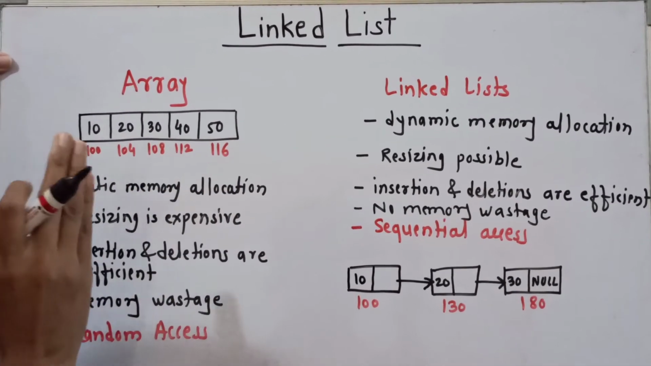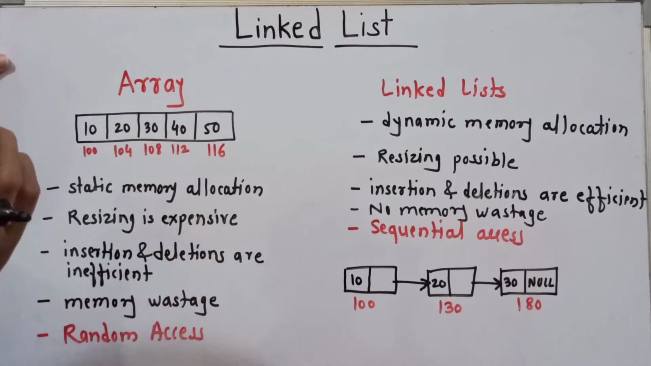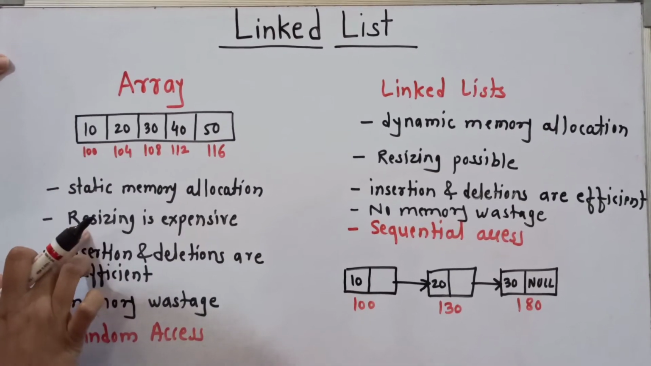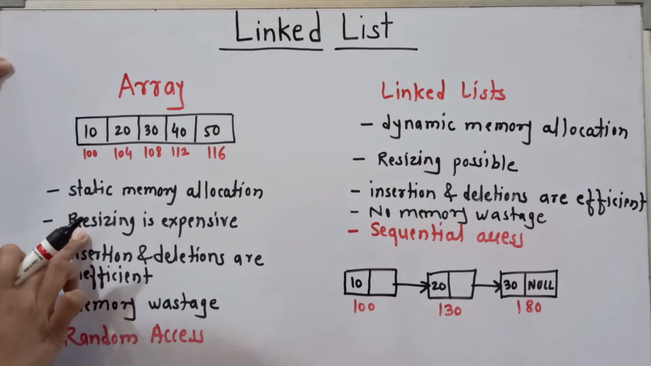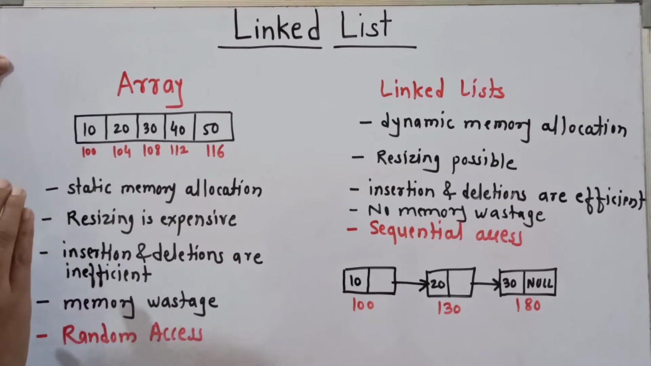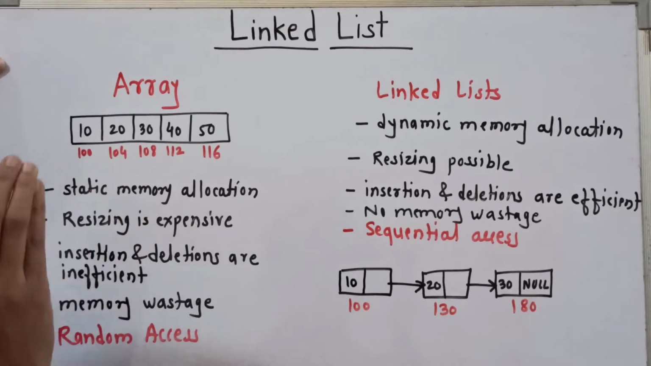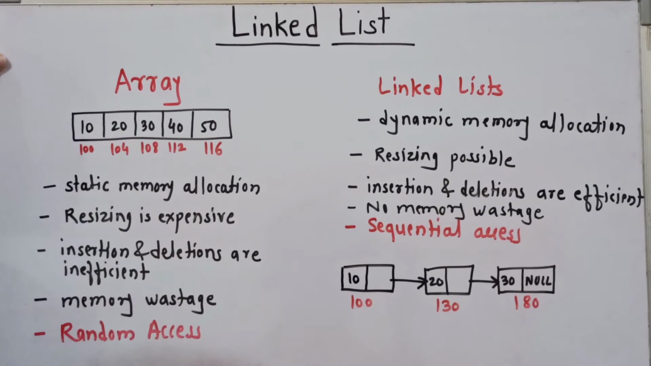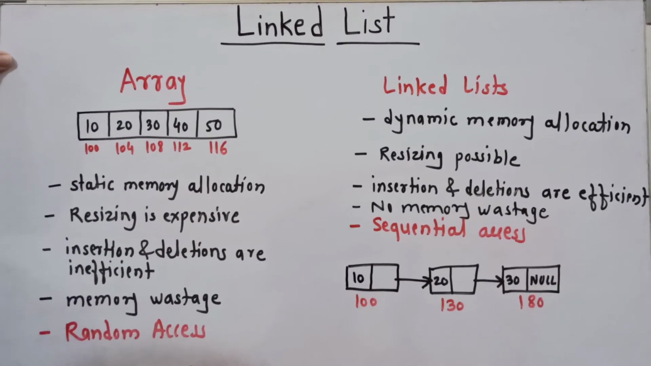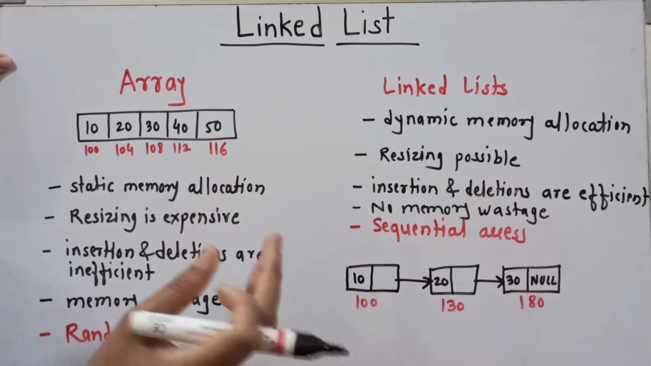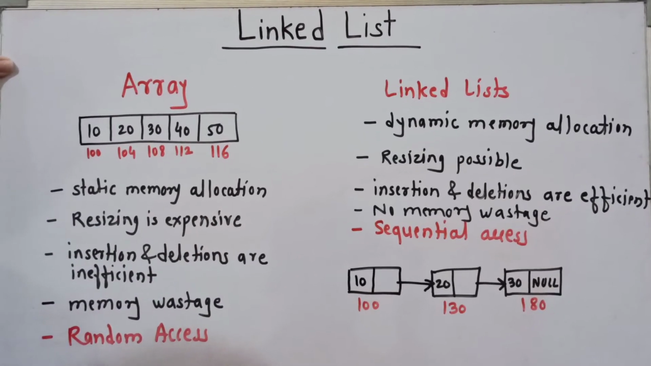We have to shift the elements to the right side, we have to make room for that element, and then we can insert the new element into the array. And similarly for deletion also, if I want to delete an element from the array, then physical deletion is not possible, only logical deletion is possible. That means we are only going to overwrite that value.